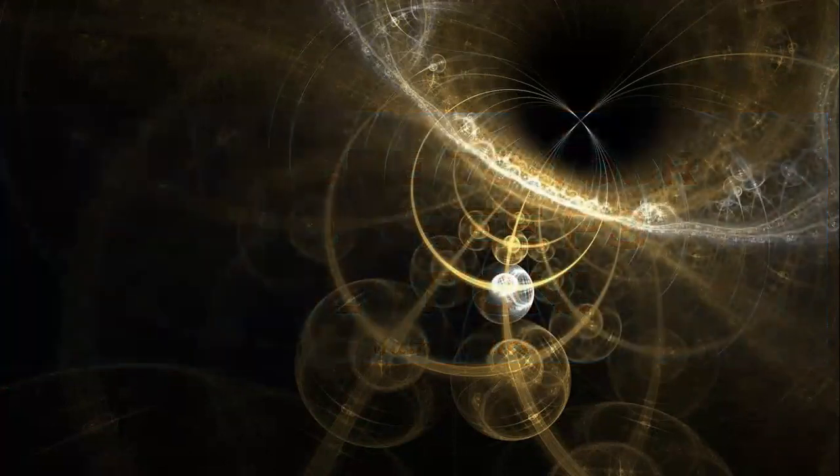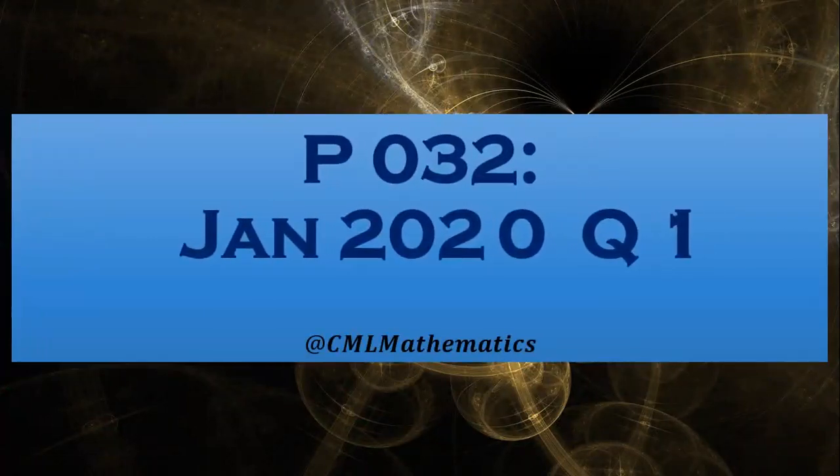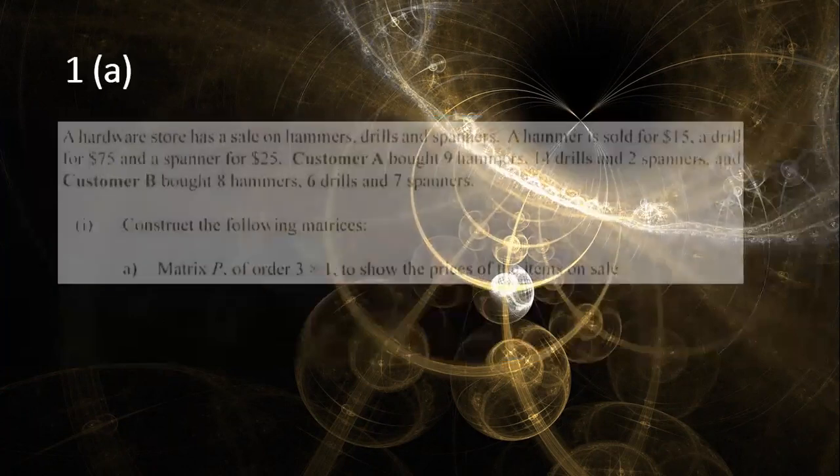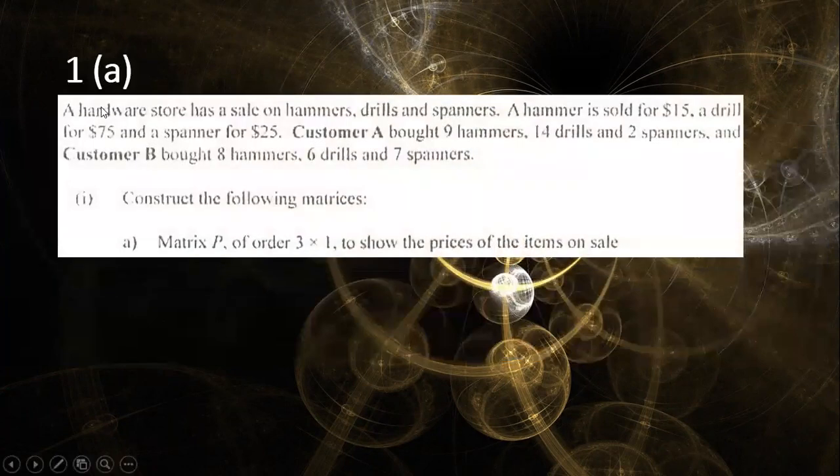Today, we're going to look at Paper 32 from January 2020, question 1. So let's begin. It reads as follows. A hardware store has a sale on hammers, drills, and spanners. A hammer is sold for $15, a drill for $75, and a spanner for $25. Customer A bought 9 hammers, 14 drills, and 2 spanners. And customer B bought 8 hammers, 6 drills, and 7 spanners.